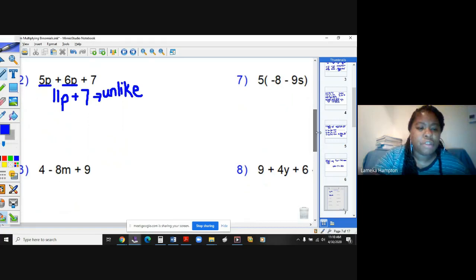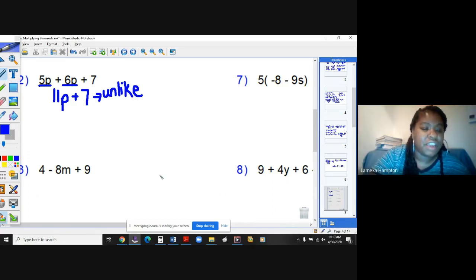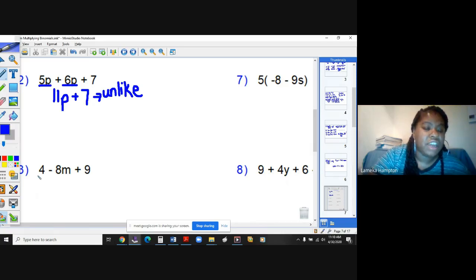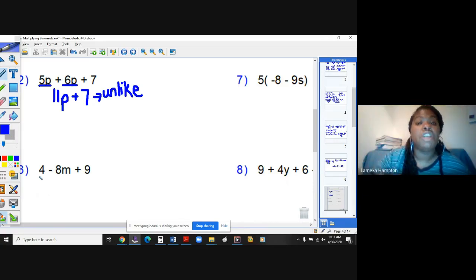All right. So for number 3, again, do we have any like terms? Yes. Okay. And what are they? The 4 and the 9. Yep, the 4 and the 9. So what I like to do is, and again, you do not have to do this, but if it helps you to do this, please do so. I like to put all of my like terms together simply because that will let me know what it is that I can do and what I can't do.